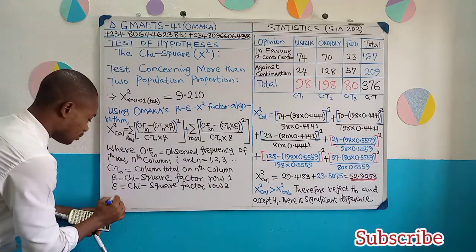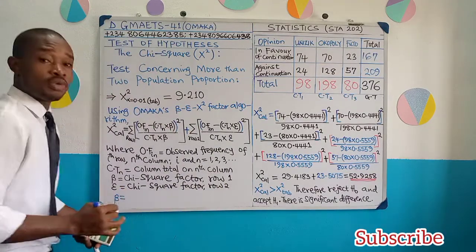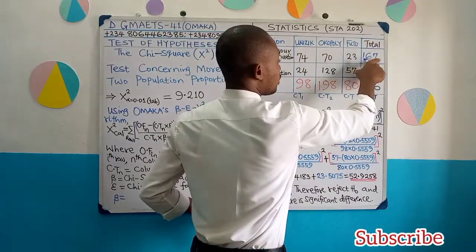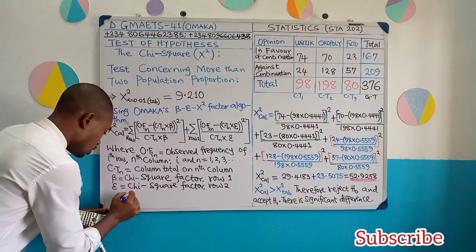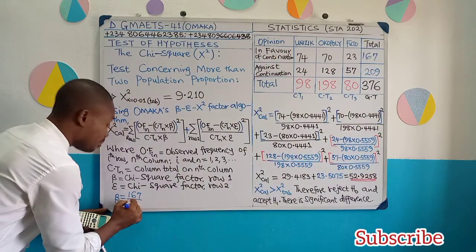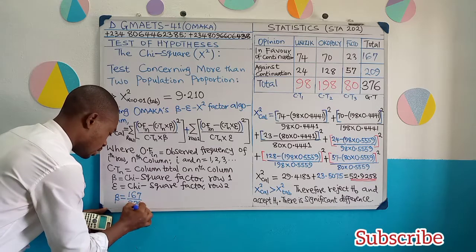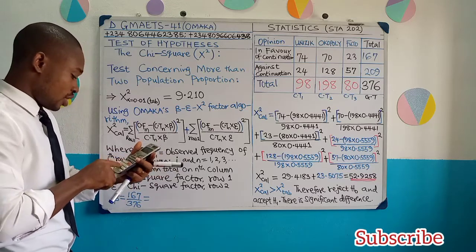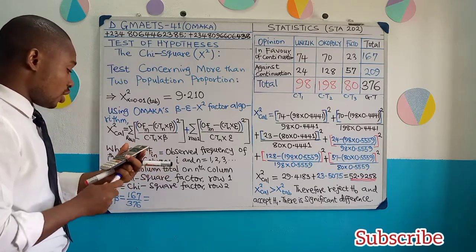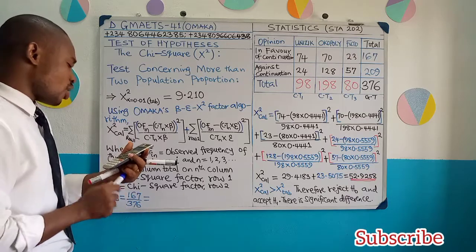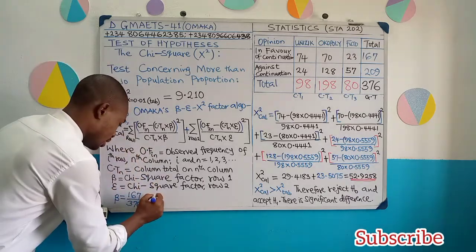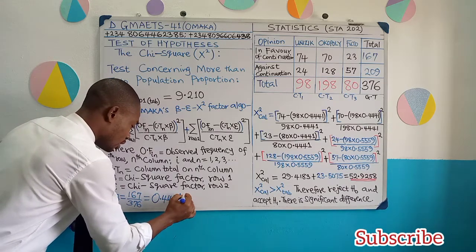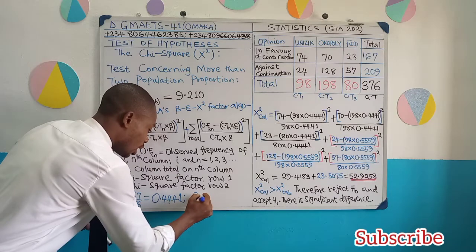So to obtain beta, remember that beta is the chi-square factor for row 1. So it's going to be row 1 total divided by grand total. So I'm going to have 167 divided by 376. Let's see what it's going to give to us. The value from here is 0.4441. Good.